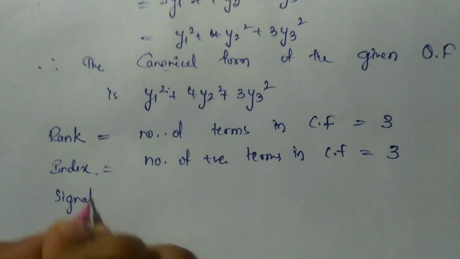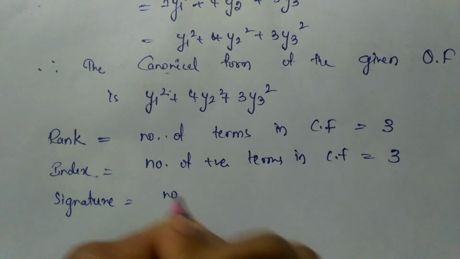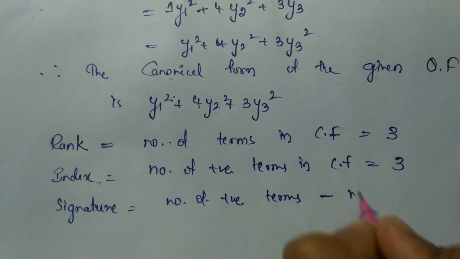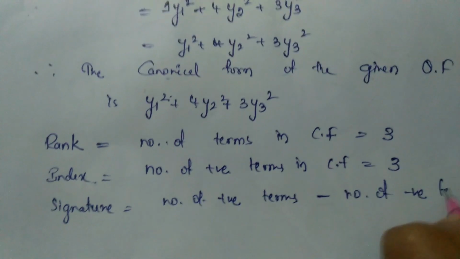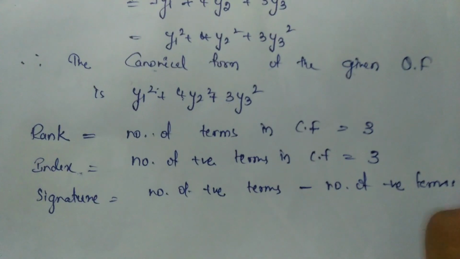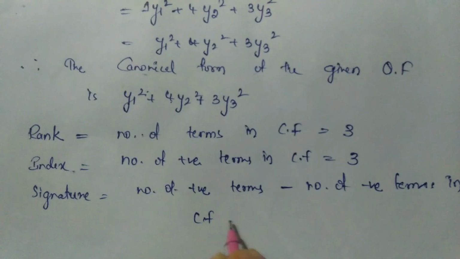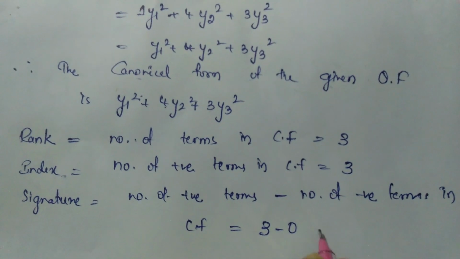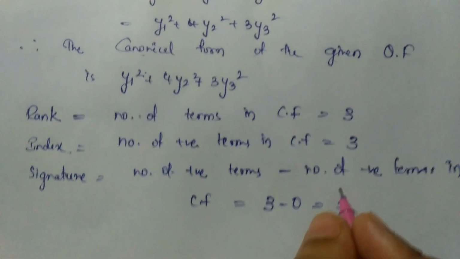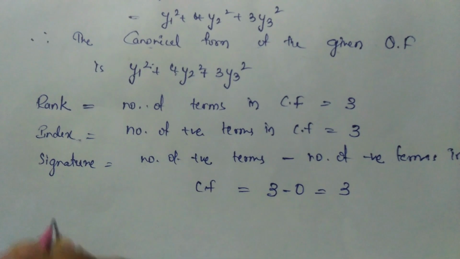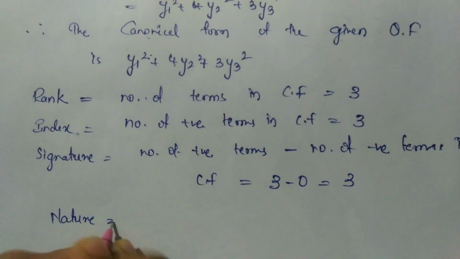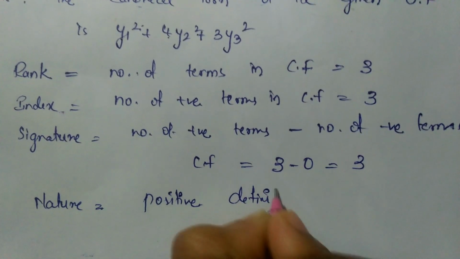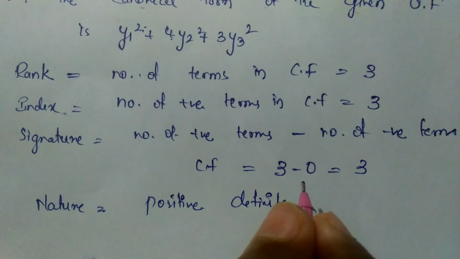Signature, we know the signature is nothing but the number of positive terms minus the number of negative terms in the canonical form. That equals the number of positive terms, 3, minus the number of negative terms, 0. 3 minus 0 is 3. So the signature also comes as 3. And the nature is positive definite, as all are positive terms.